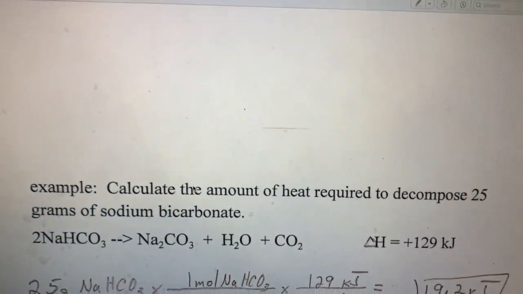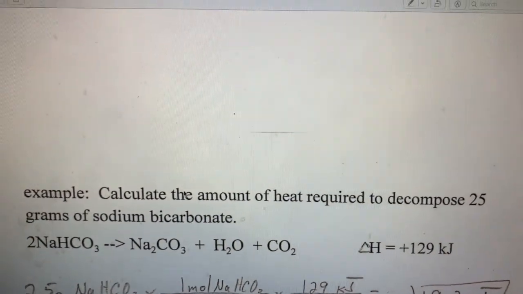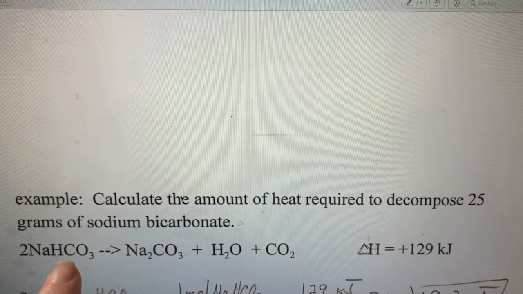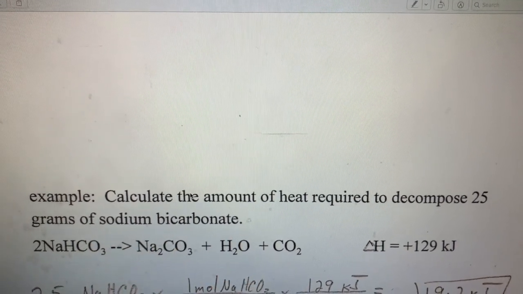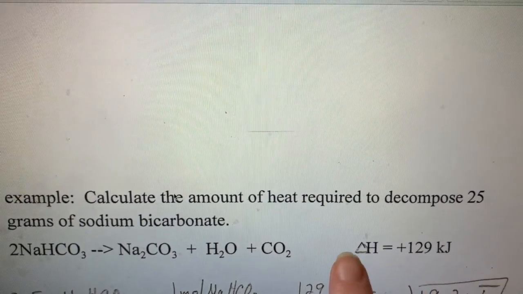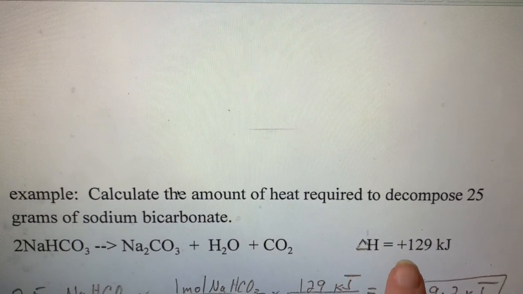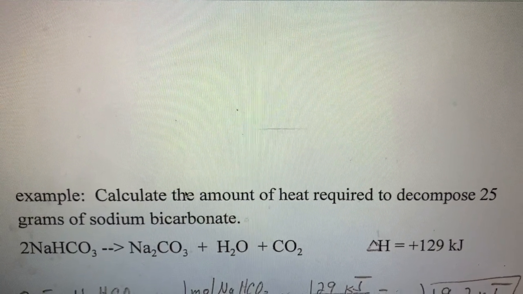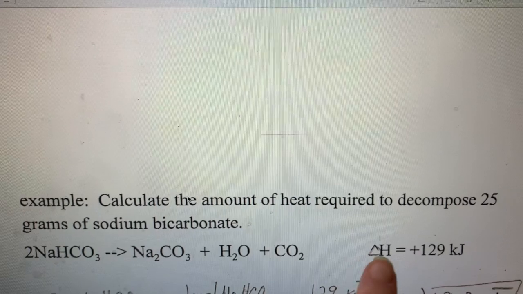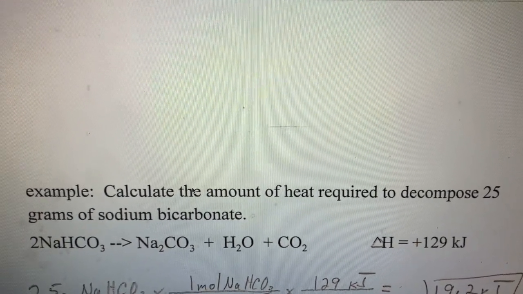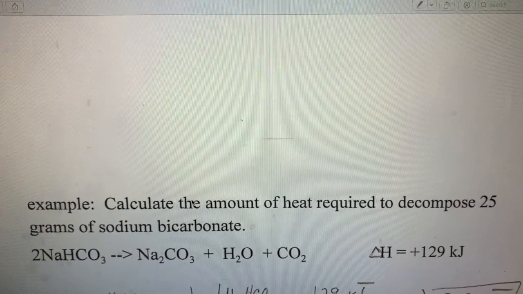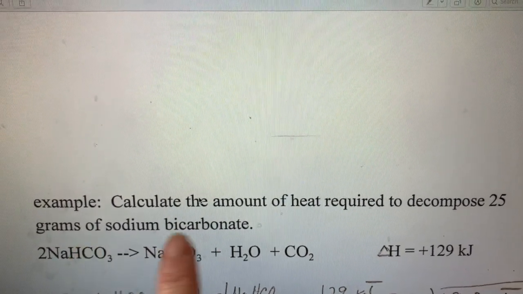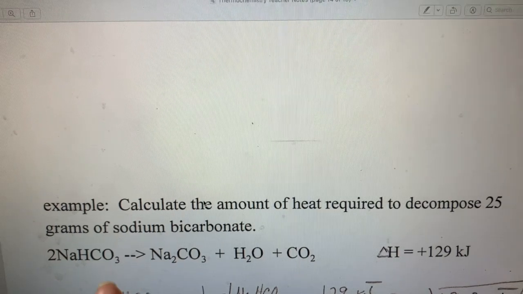All right, so let's take a look at this reaction here. In this reaction, we're decomposing baking soda, sodium bicarbonate. All right, great. And it turns into sodium carbonate, water, and carbon dioxide. I'm giving you additional information here. I'm telling you the delta H is 129 kilojoules. We've dealt with delta H's before when we've looked at reaction graphs. All right, positive means it's endothermic. Fantastic.